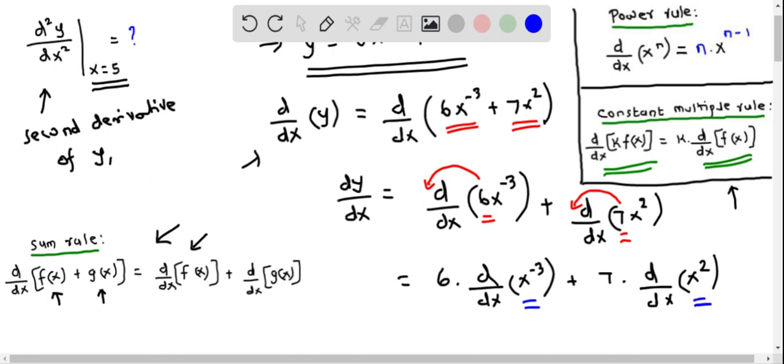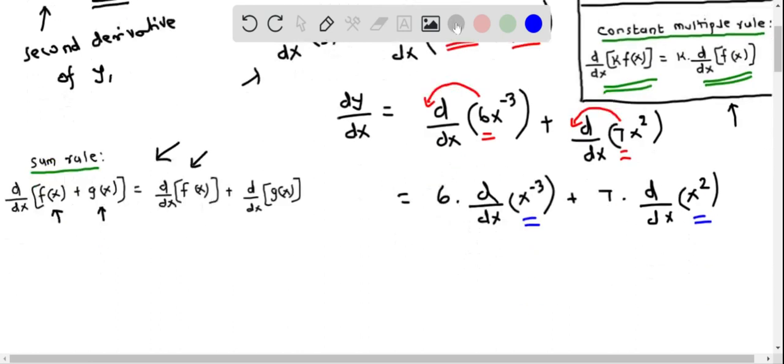Let's do that. Here we can apply the power rule to find the derivative of x power minus 3 and x squared. So we have to use the power rule, which says that the derivative of x raised to the power of n is equal to n x power n minus 1. So basically we put the n in front and reduce the power by 1 to the power of x. So let's do that.